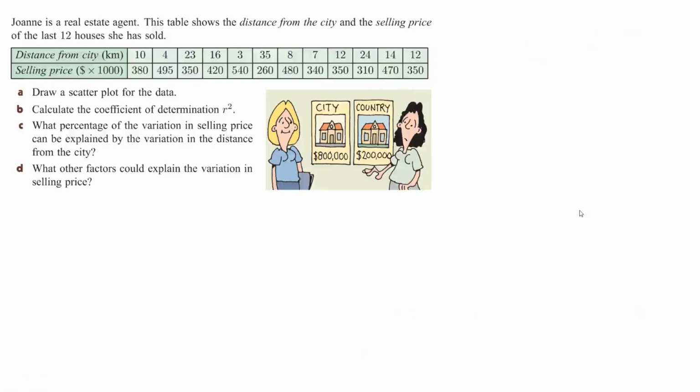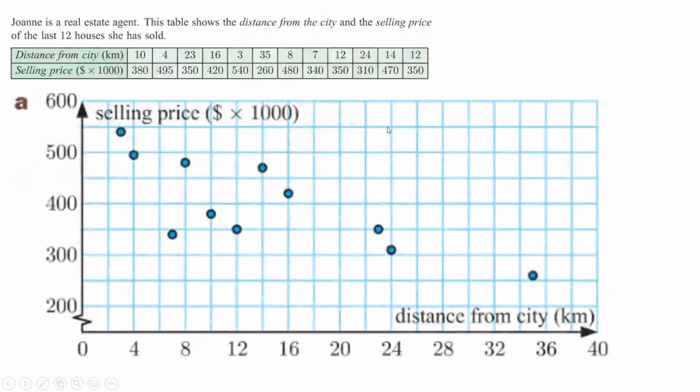So here's an example. Joanne is a real estate agent, and the table here shows the distance from the city for each house and the selling price. So here's the scatter plot. We can find that just by plotting each of these points.